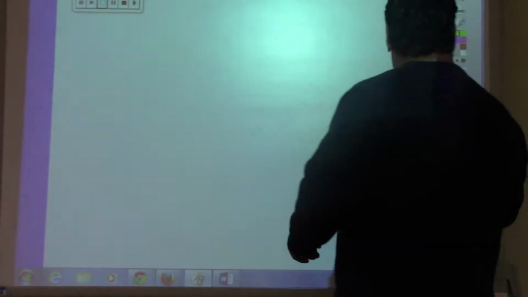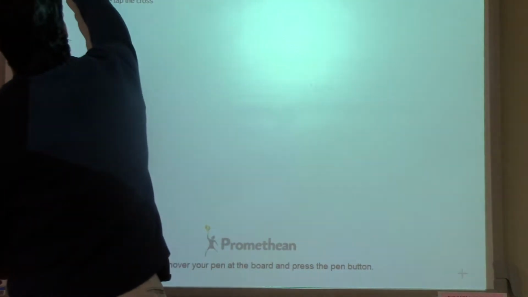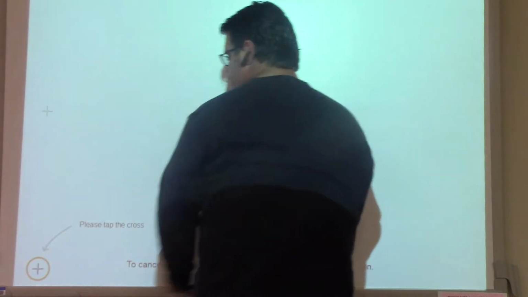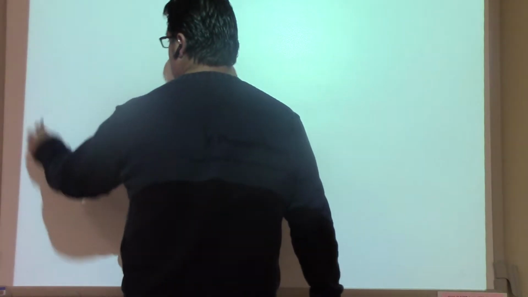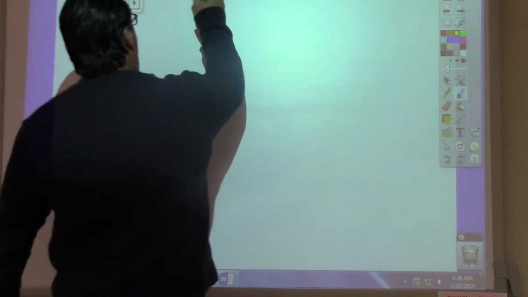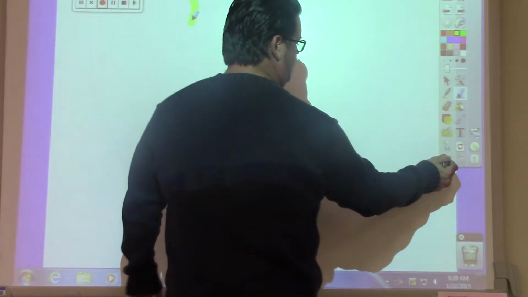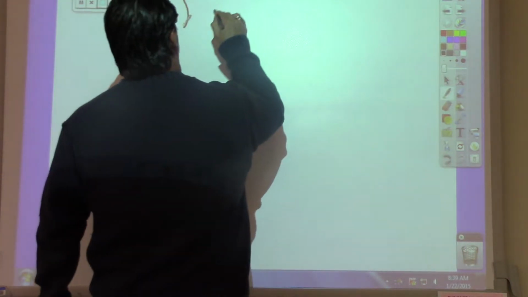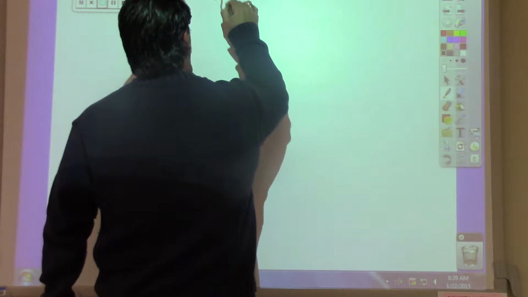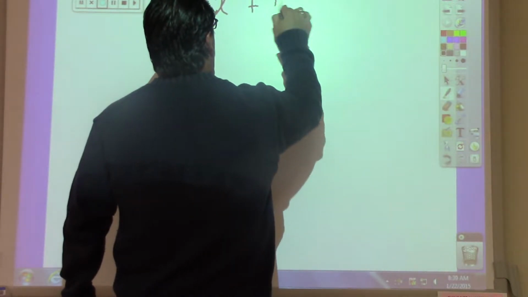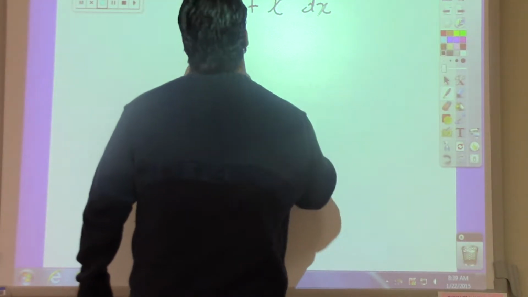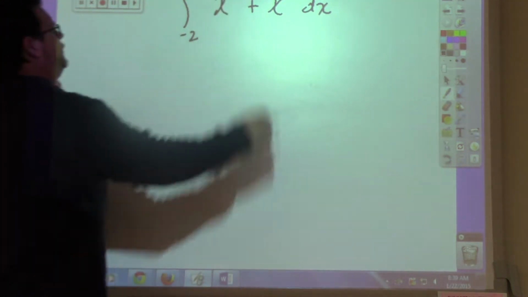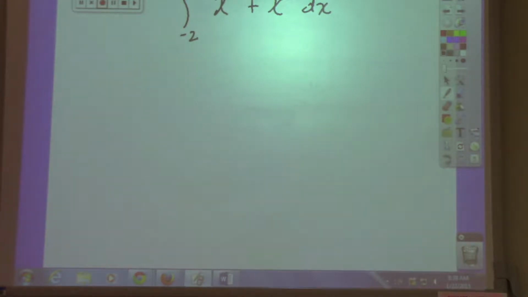So, first problem is the antiderivative of 23. Somebody tell me what it says, because I can't pull it up right now. So the antiderivative, that's great. Antiderivative of what? X squared plus x dx. And from what values? Negative 2 to 0. Okay?